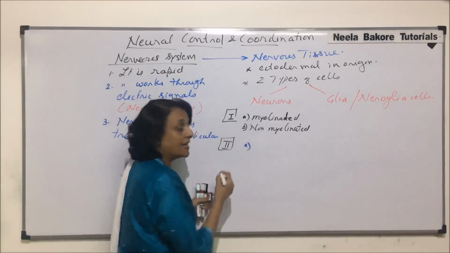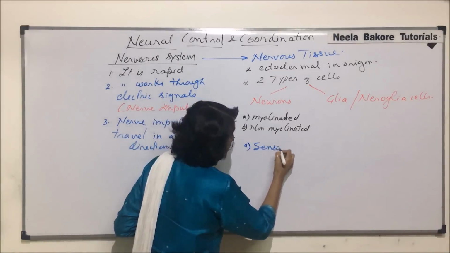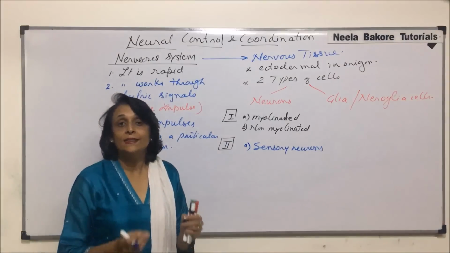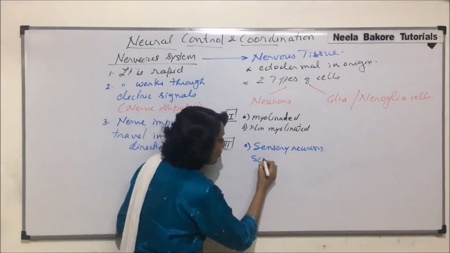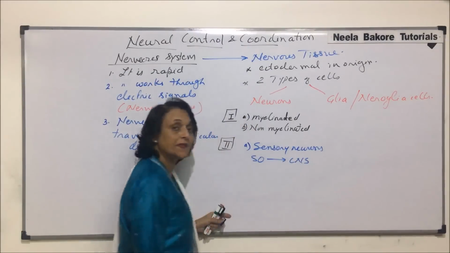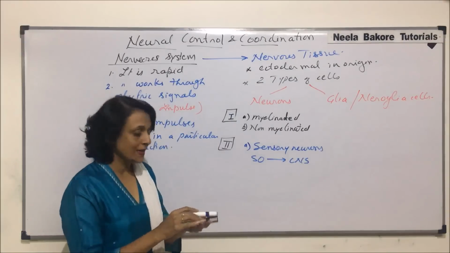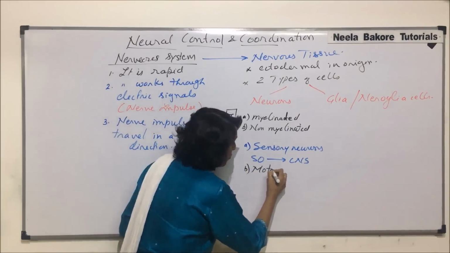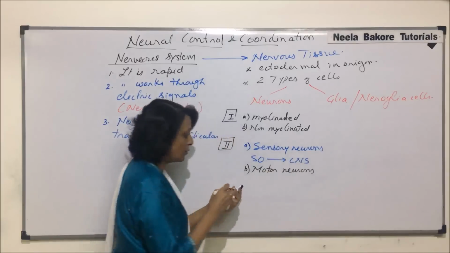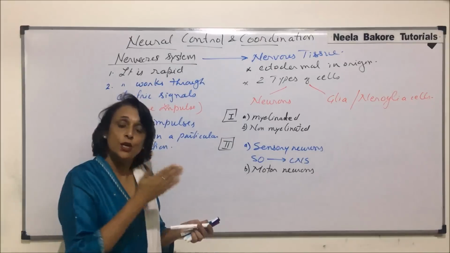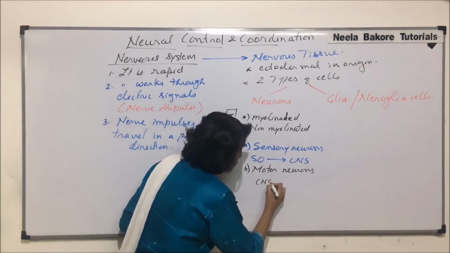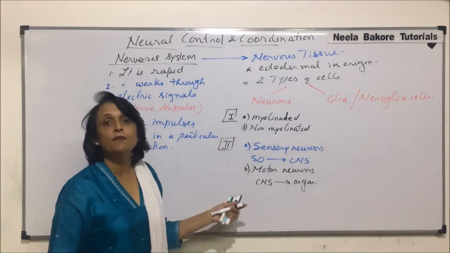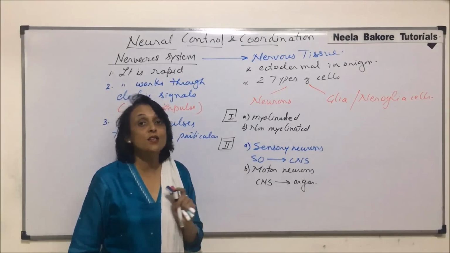So, sensory neurons. Sensory neurons are the ones which would take the impulse from sense organs to CNS, to central nervous system. So those would be called sensory neurons. Second, motor neurons. Motor neurons would bring the message from CNS to a particular organ. So this would be moving from CNS to the organ. We would discuss this in detail when we come to sensory, motor and mixed nerves.